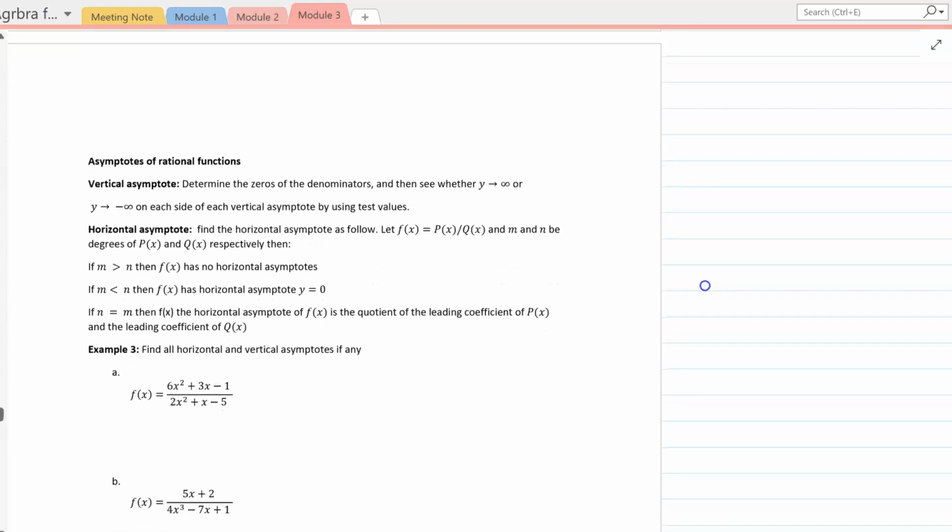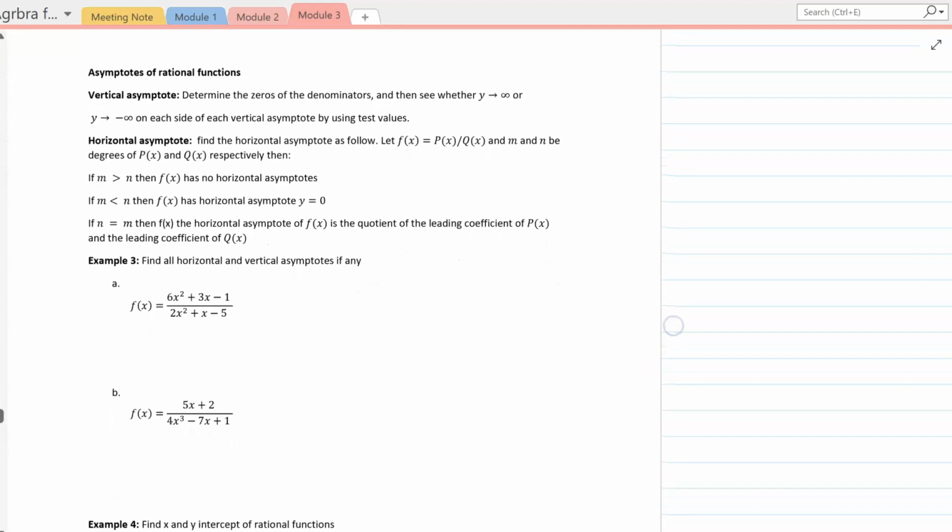The asymptotes of a rational function. The vertical asymptote: to find the vertical asymptote, we determine the zeros of the denominator and then see whether y approaches infinity or negative infinity on each side of the vertical asymptote by using a test value.